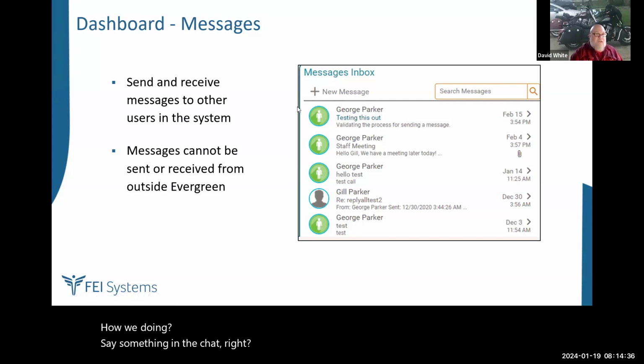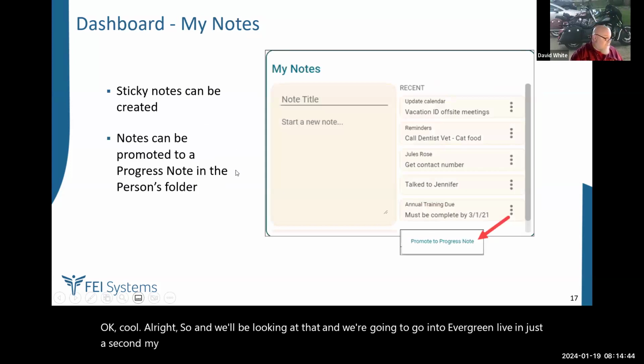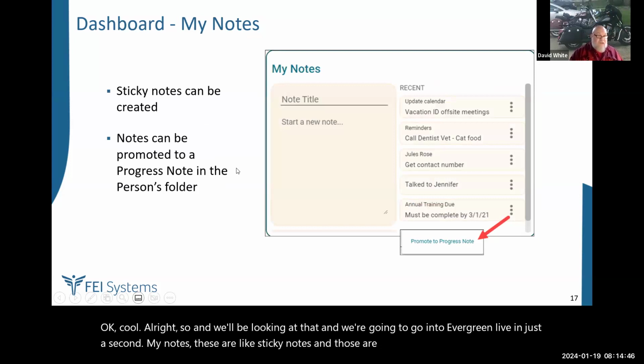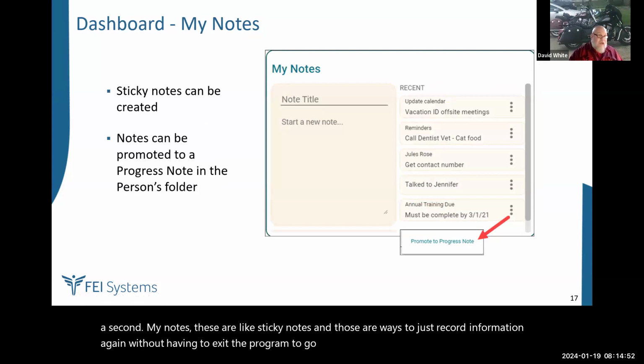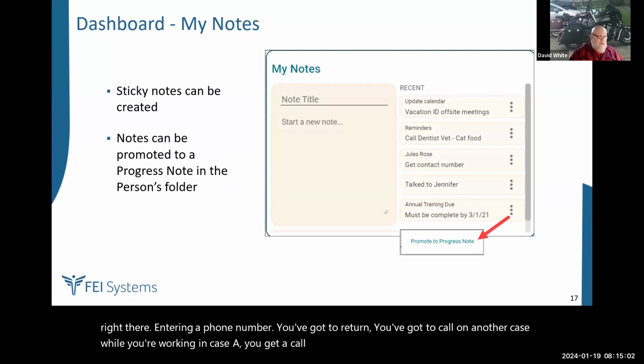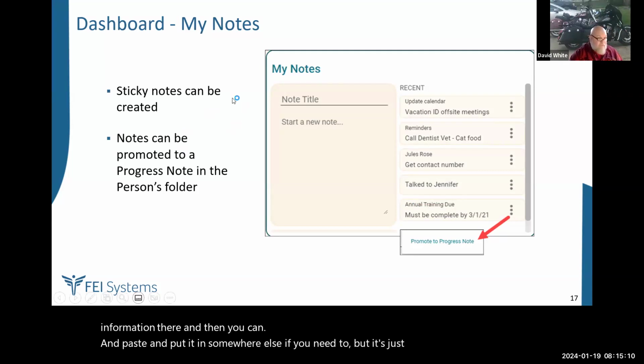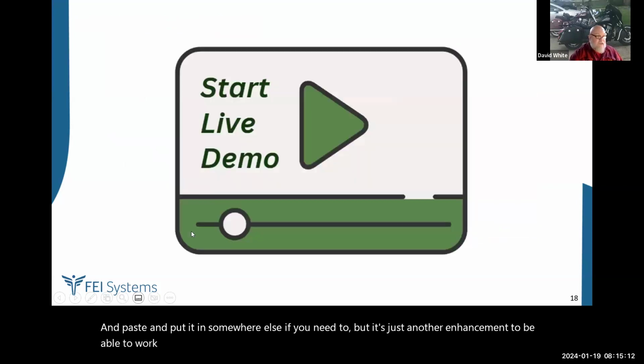All right. And we'll be looking at that, and we're going to go into Evergreen Live in just a second. My Notes, these are like sticky notes. And those are ways to just record information, again, without having to exit the program to go into Word or something else. You can just save it right there, enter in a phone number you've got to return. You've got a call on another case while you're working in case A, you get a call on case B. You can just record a little information there, and then you can cut and paste it and put it somewhere else if you need to. But it's just another enhancement to be able to work more effectively. So I'm going to stop the share.